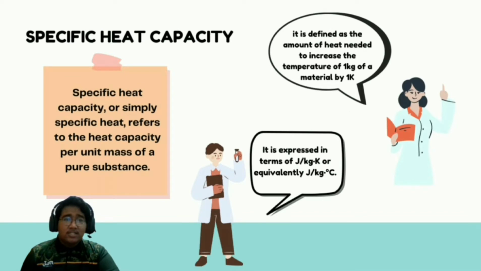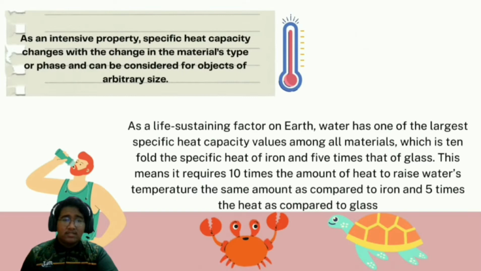Okay, next, specific heat capacity. Specific heat capacity, or simply specific heat, refers to the heat capacity per unit mass of a pure substance. It is defined as the amount of heat needed to increase the temperature of 1 kilogram of a material by 1 Kelvin. It is expressed in terms of J per kilogram Kelvin, or equally J per kilogram Celsius. As an intensive property, specific heat capacity changes with the change in the material's type or phase and can be considered for an object of arbitrary size.